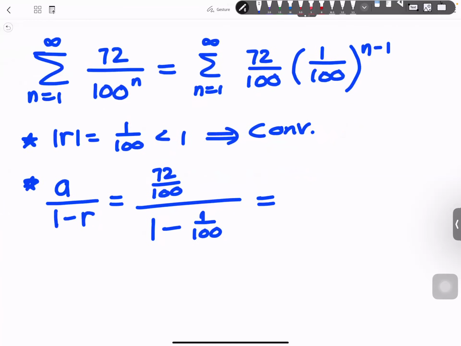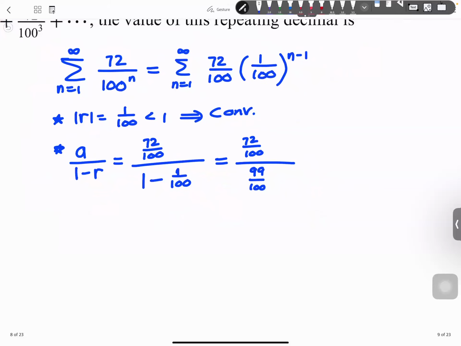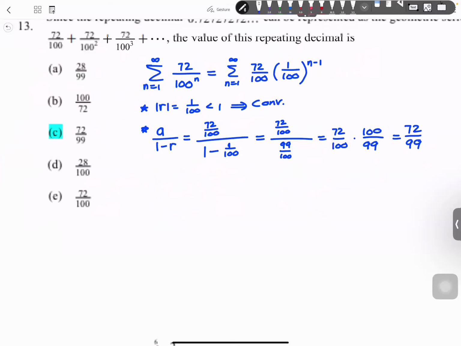Again, you don't have a calculator with you, so computing this by hand, 72 over 100 divided by, so 1 is the same thing as 100 over 100 minus 1 over 100. That gives 99 over 100. Flip and multiply. So this will be 72 over 100 times 100 over 99. When the 100s cancel out, I get 72 over 99. So the answer here is C.